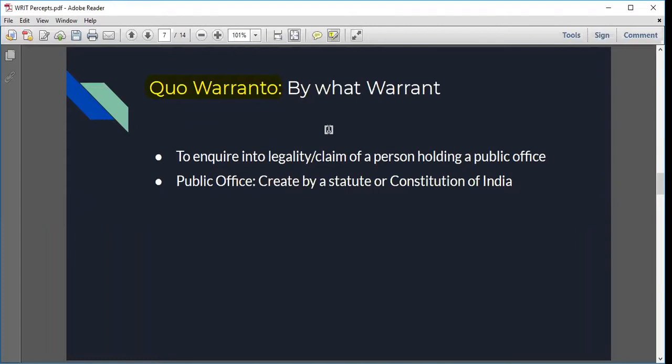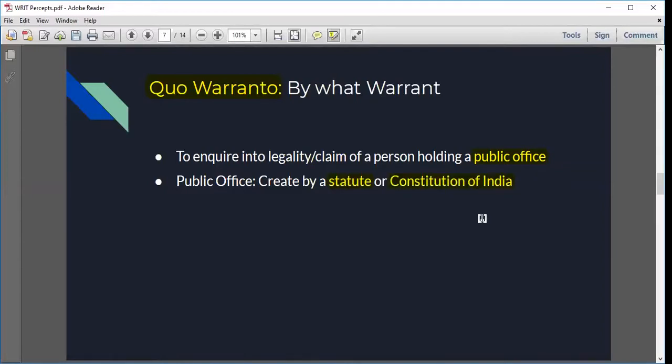So this is nothing but a question asking for the legality, and it relates only to public office. It will not relate to private office. Now what is public office? Public office is one which is created by a law or a statute or by the Constitution of India. So public office is one which is created under a law or a statute, or there is a provision of such an office under the Constitution of India. Again, we will talk about all of these in detail.